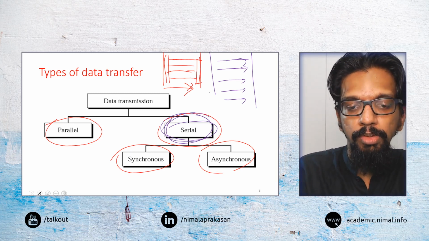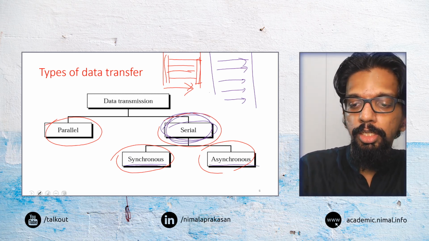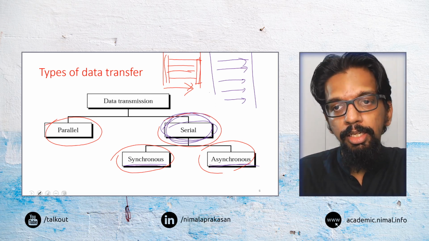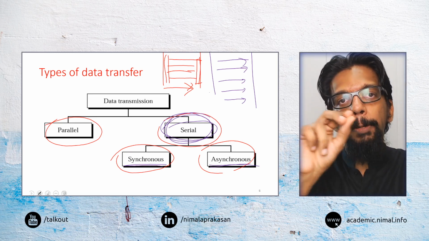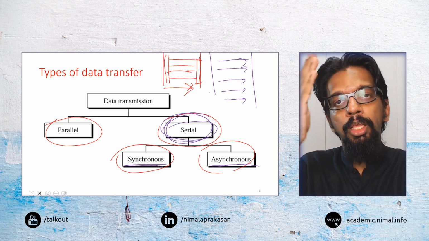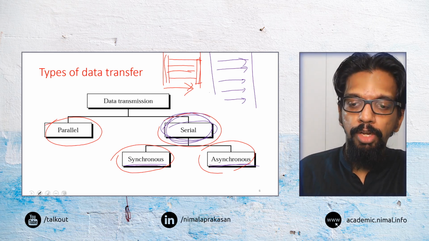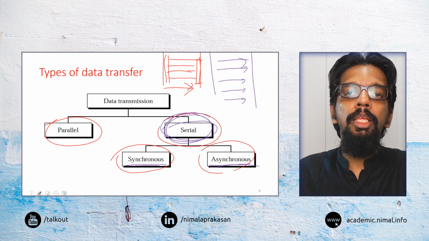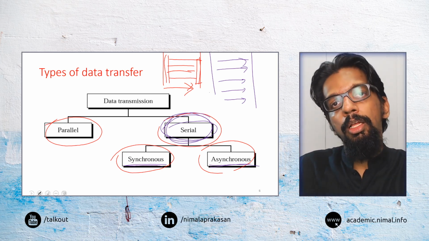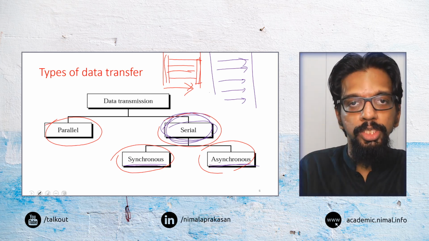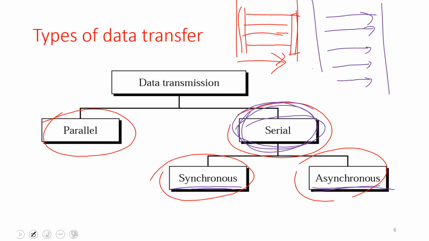So based on that, we have two approaches. One is synchronous and the other is asynchronous. In synchronous, we will send these bits at a particular fixed interval of time. In asynchronous, we will be sending things in a random order, or like there's no set time interval that we will have to keep up to.